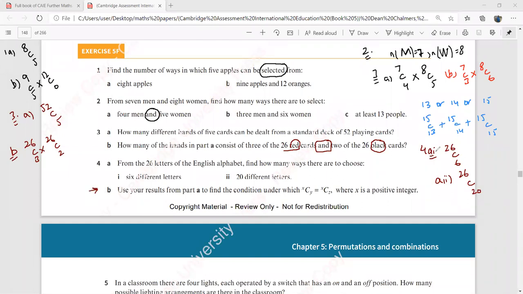If you have calculators, please tell me what is 26C6? Yes, please tell me. Sir, 230230.